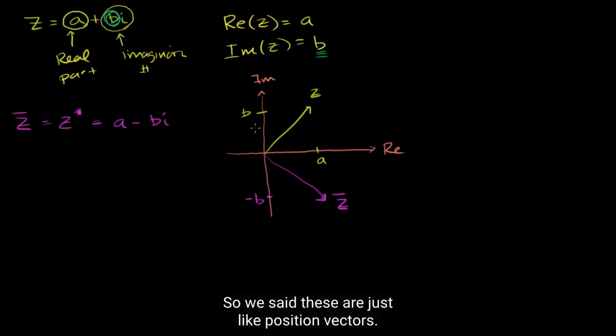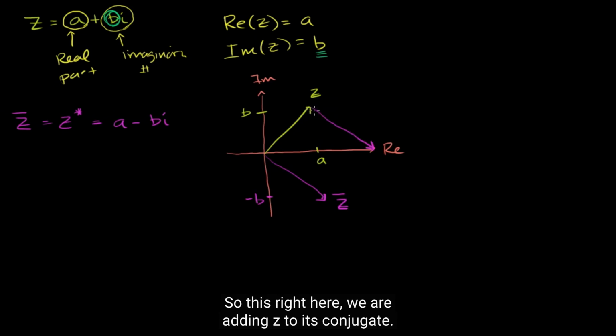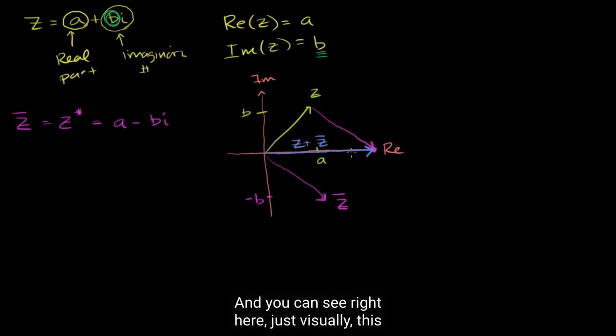So we said these are just like position vectors. So if we were to add z and its conjugate, we could essentially just take this vector, shift it up here, do heads to tails, shift it up here, do heads to tails. So this right here, we are adding z to its conjugate. And so this point right here, or the vector that specifies that point, is z plus z's conjugate. And you can see right here, or just visually, this is going to be 2a.